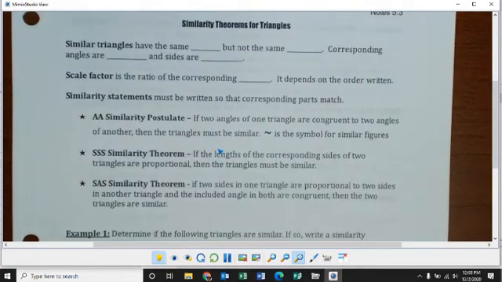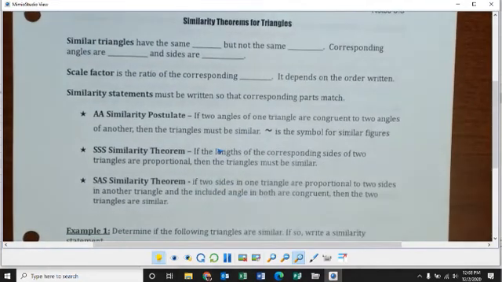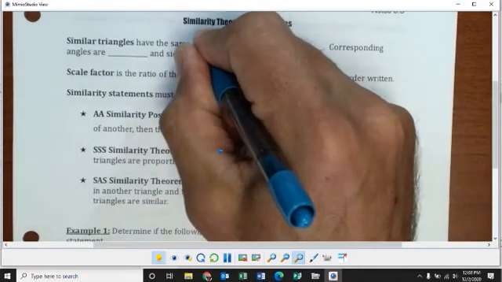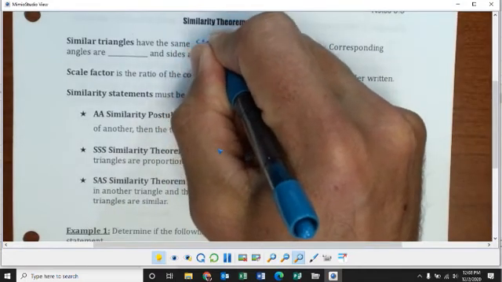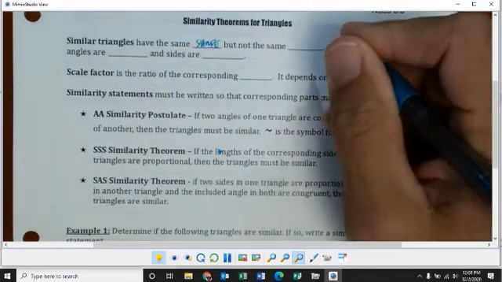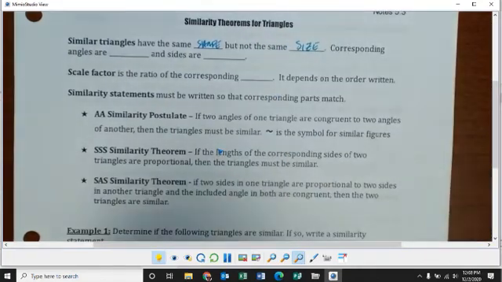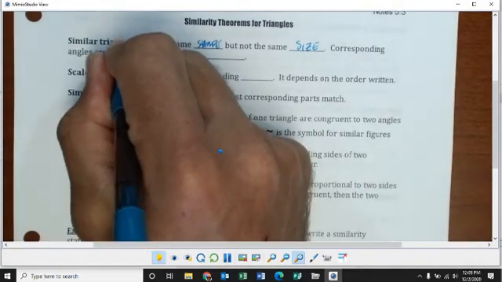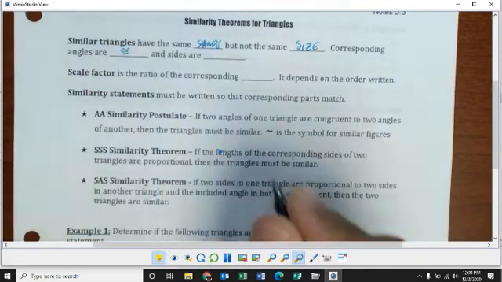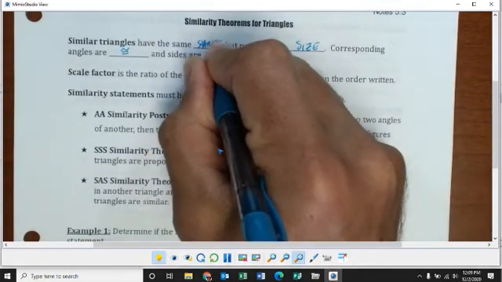When we say similar, we mean similar figures have the same shape, but not the same size. So same shape, different size. And so in similar figures, corresponding angles are congruent and sides are proportional.